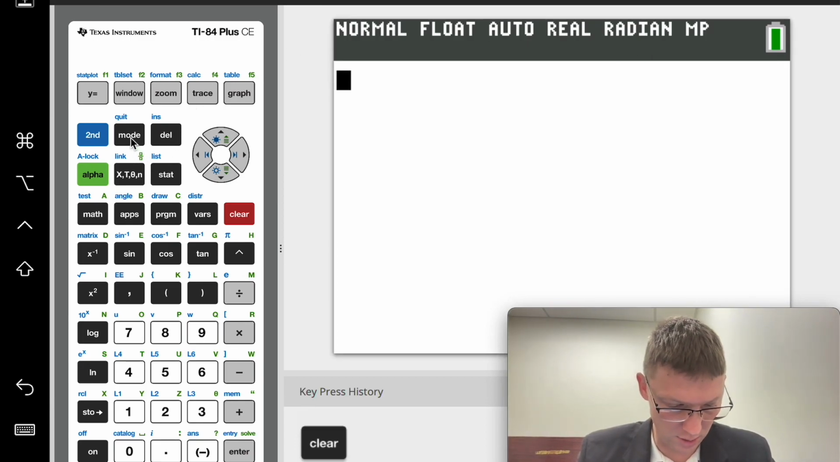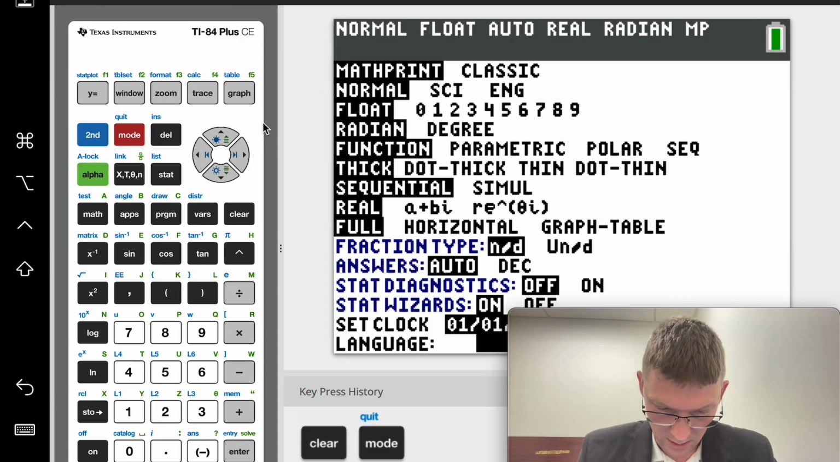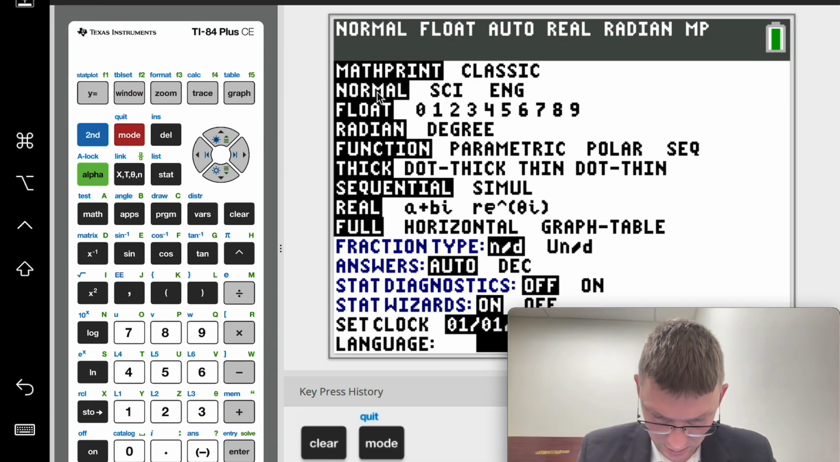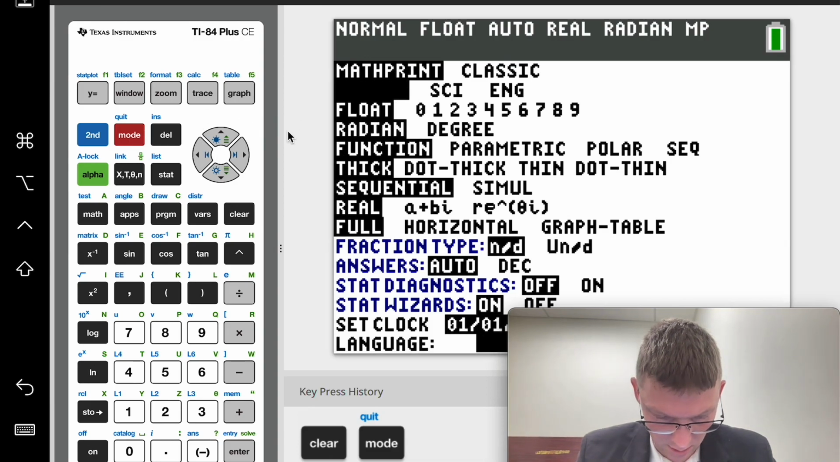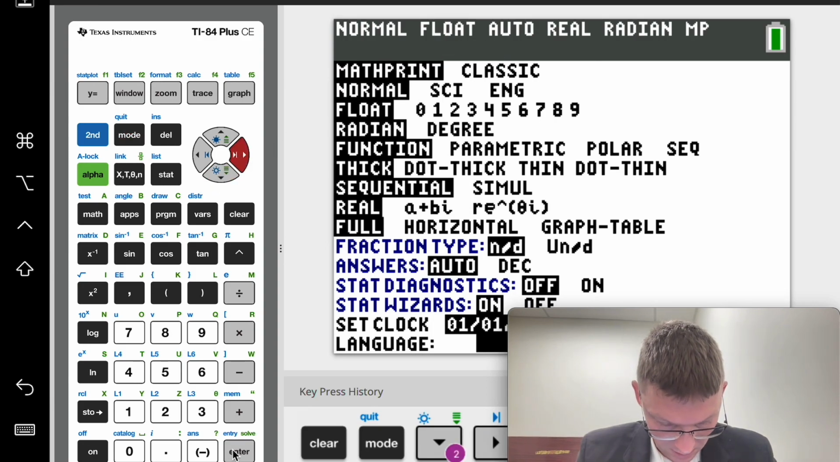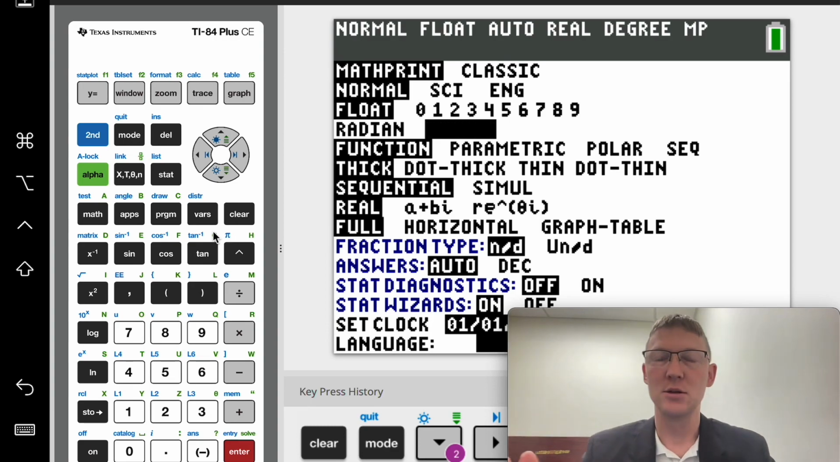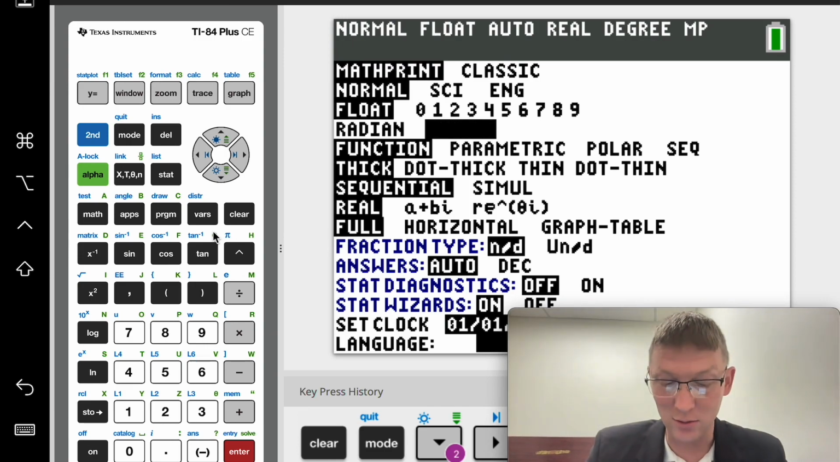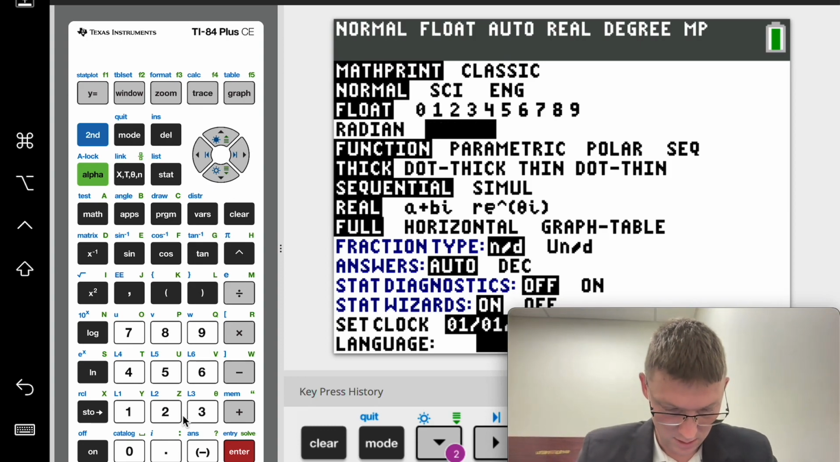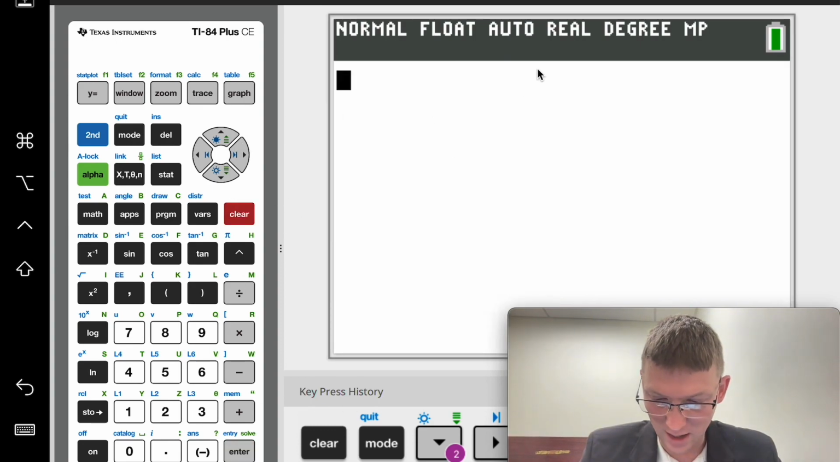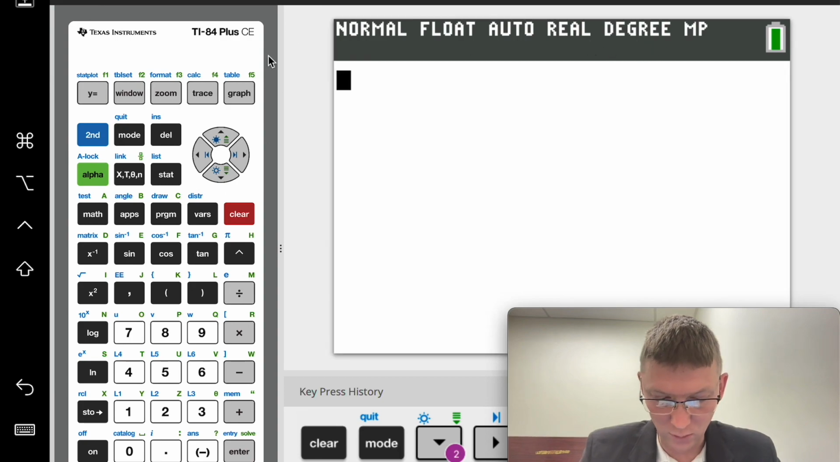So I think we're going to go to mode, and we're going to see where it says here, radian and degree. We're going to scroll down and change that to degree. You must check your calculator to make sure it is in degree mode. If it is not in degree mode, it will give you the wrong values. Please check it. Now that we are in degree mode, we can get out of this, and it says degree up here, so we're good to go.